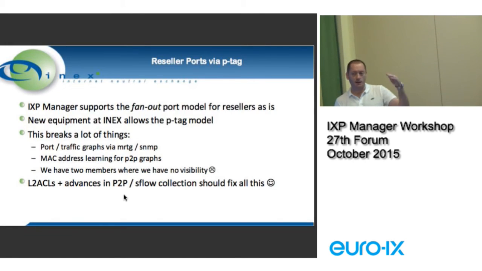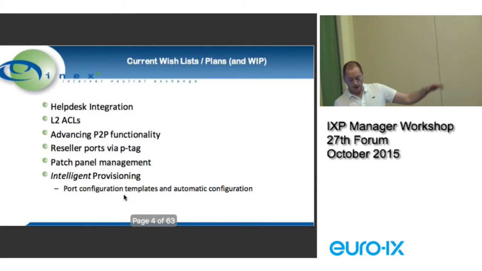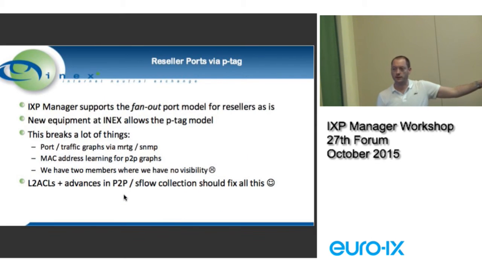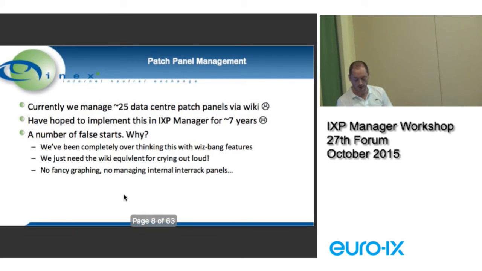And the reason it's layered like this, layer 2 ACLs, advanced peer-to-peer functionality, and then reseller ports, is because layer 2 ACLs will fix the dynamic ACL problem, and advanced P2P for sflow collection should fix all the graphing stuff. So there's a certain structure to those lists. Patch panel management, I think we covered all of this.